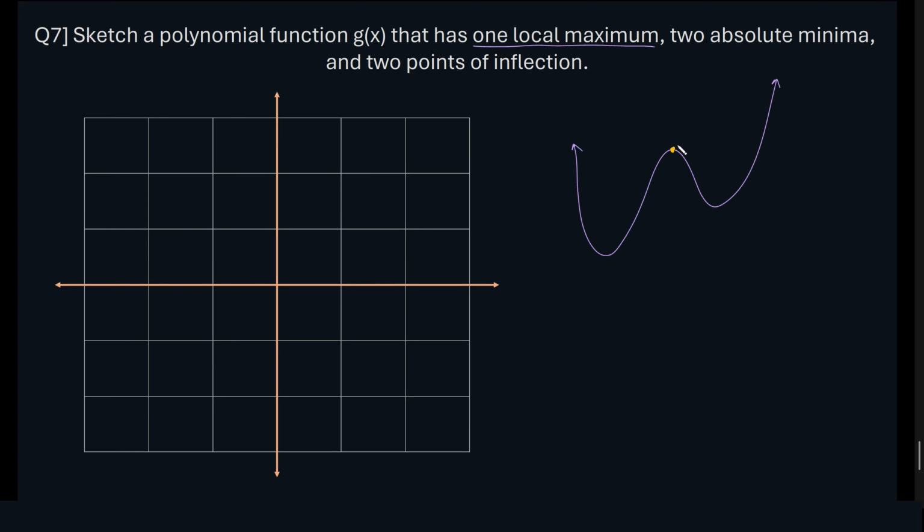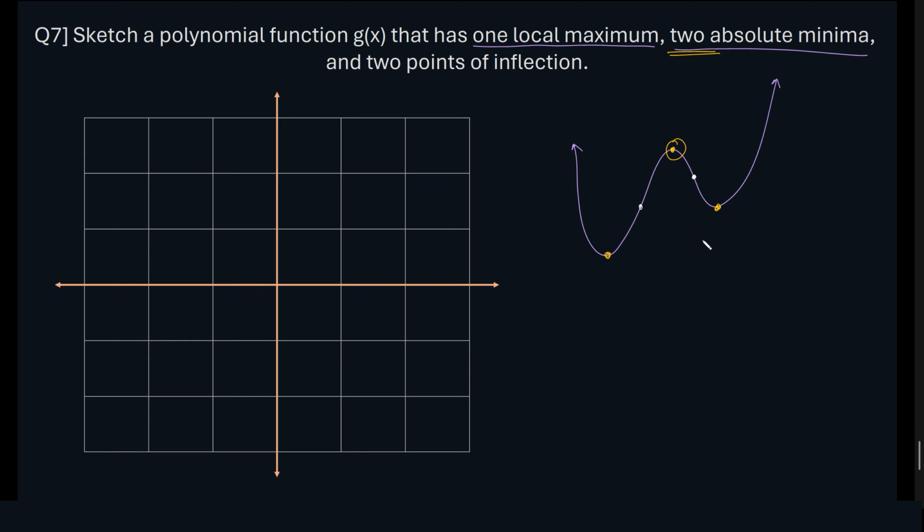Here's the local maximum, and the 2 points of inflection are achieved here and here, as the graph changes its concavity from concave up to concave down, and then from concave down to concave up. Next, we want two absolute minima. But think about it. Absolute minimum means the lowest value on the entire graph. Then how can there be two lowest values? Well, actually, there is still just one lowest value. The question says 2 because this lowest value is achieved twice at two different values of x.